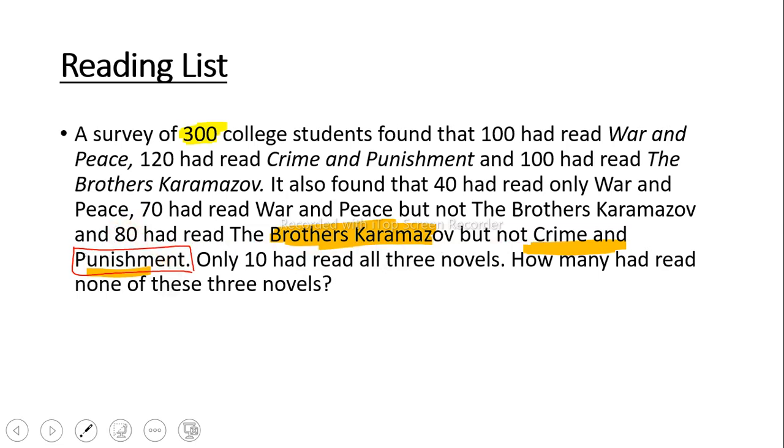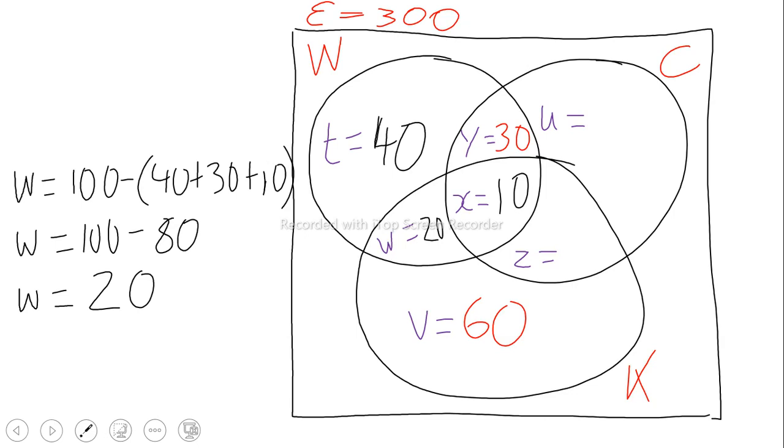So you have to look on your diagram and see which people read the brothers. V would read the brothers, but not Crime and Punishment, because V is the brothers only. So these people didn't read Crime and Punishment, and that's what we want. And they read the brothers. W also read Crime and Punishment, so I read the brothers, but they did not read Crime and Punishment.